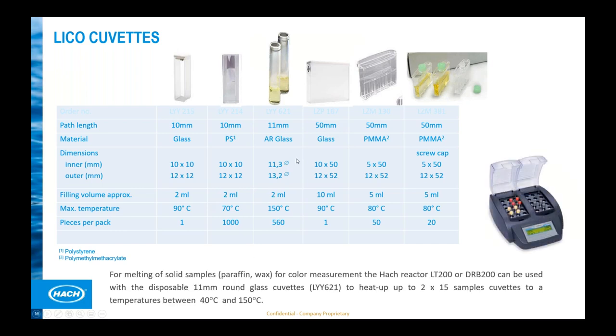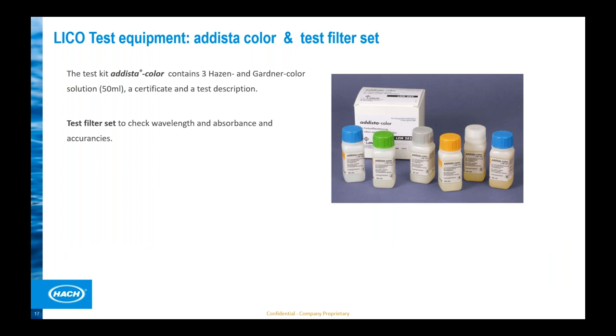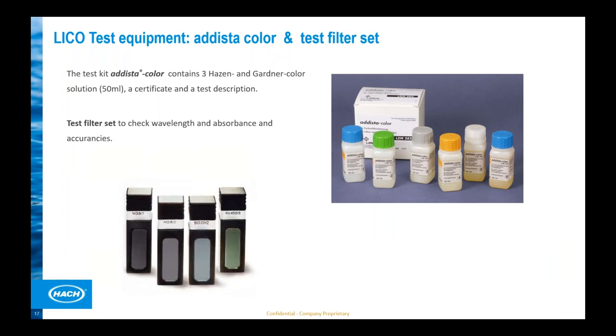Good. So for some measurements, and that's the reason why the heater is here on the right side visible, we have to measure also, and this is also possible in a little bit different matrix like paraffin or wax, and therefore it has to be heated to a dedicated temperature, maximum 150 degrees is what we have already seen. Good. This is what we already have seen. Adista color test filter set. So, and with this overview, I will come to an end and to hand it over to my colleague Juergen.